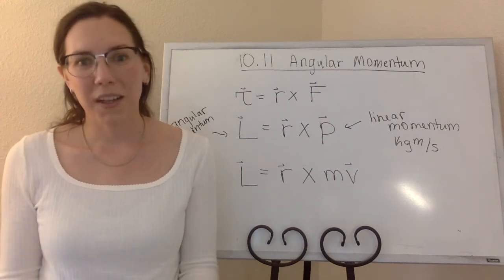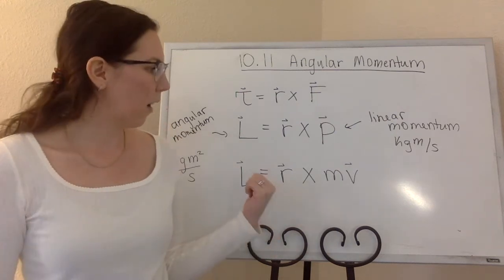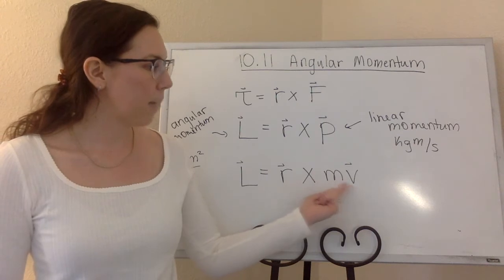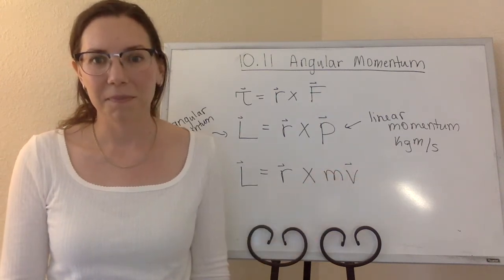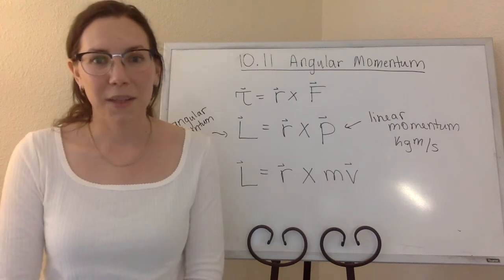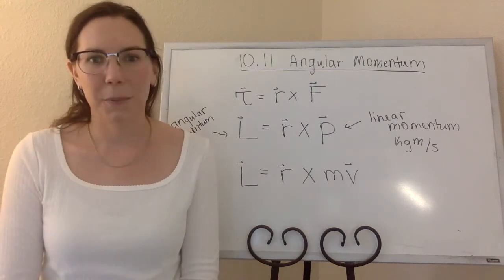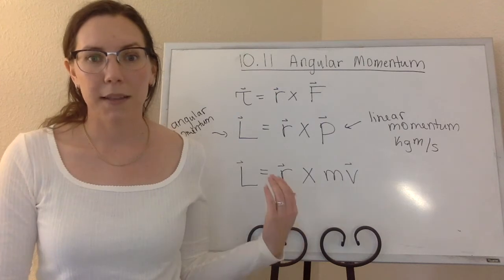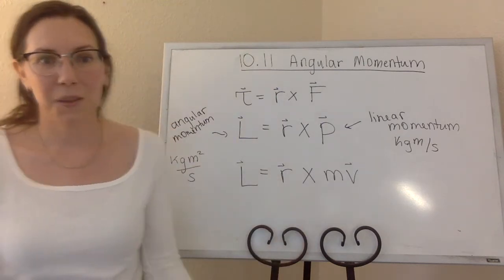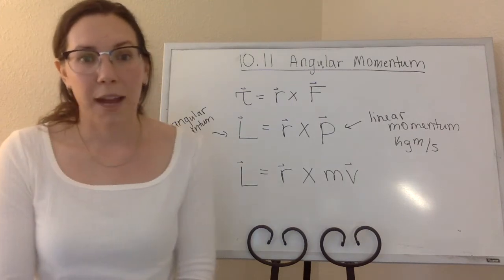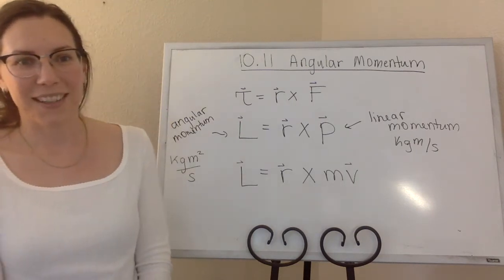Angular momentum has symbol L, and it's given by r cross p, where p is the linear momentum. We can go further and say that angular momentum is r cross mv, since mv, mass times velocity, is the definition of our linear momentum. Just a couple notes here. The units for linear momentum were kilogram meters per second. Now, because we're crossing with this other factor of r, we have units of kilogram meters squared per second for angular momentum.